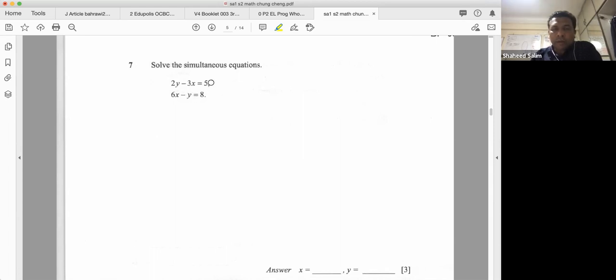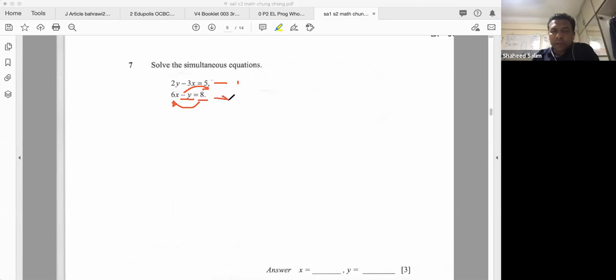Okay, I'm gonna let this be equation 1. Now, this one equation 2, I'm gonna bring this to this side. I'm gonna use substitution method. I'm gonna bring this here. So this one is gonna be y goes on the right side.